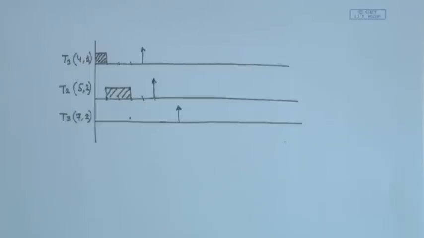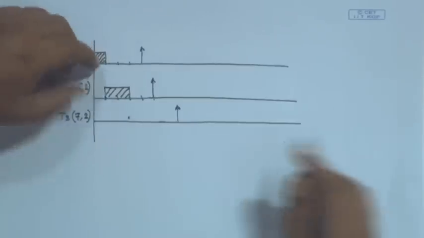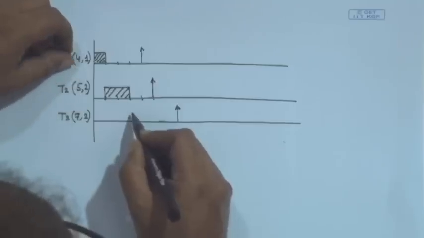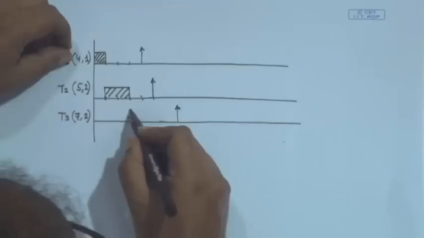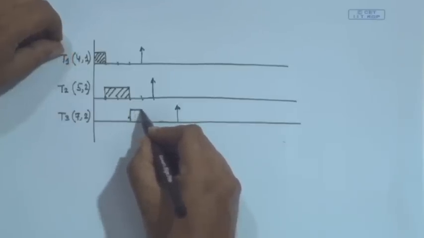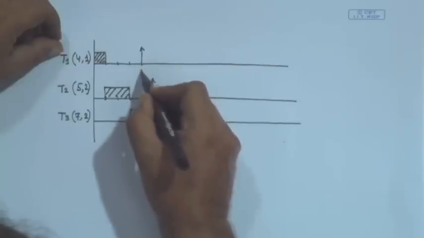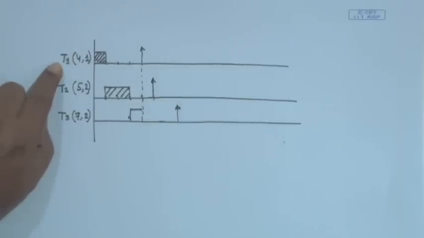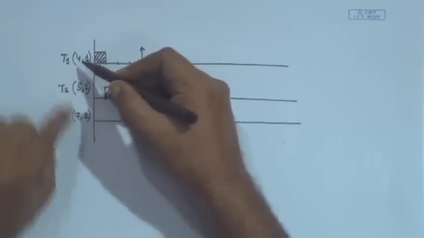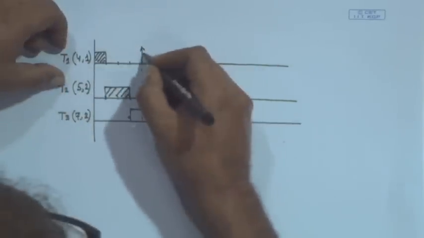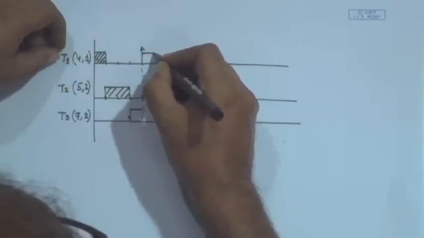So I can start this task here. It will take 2 units. So, I start it here. I go on doing this, but something happens at this point. What happens at this point? Task 1 again arrives, and according to my priority, task 1 has got the higher priority. So, task 1 will execute here.